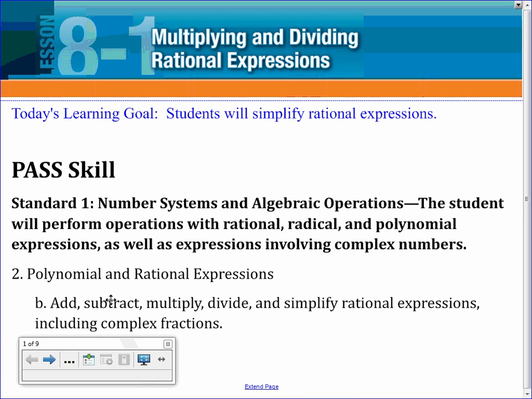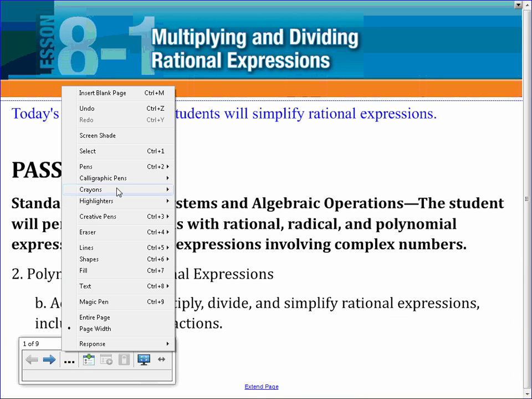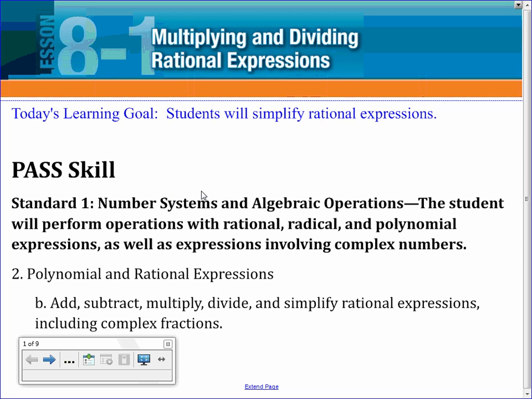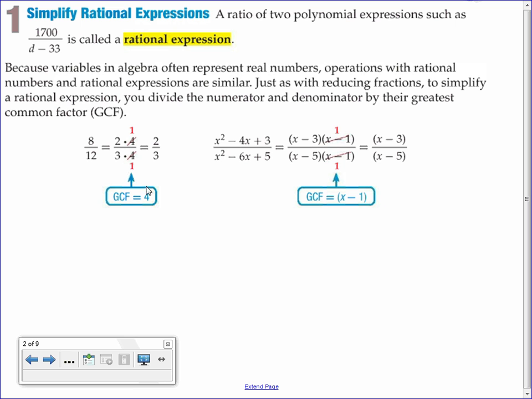Alright, for today's lesson, we're starting chapter 8, and our goal today is to simplify rational expressions. A rational expression is basically any expression that looks like a fraction, a polynomial within a fraction. We're going to start off by simplifying these, and later on we're going to multiply and divide them. When you're simplifying, remember some of the basics on simplifying.